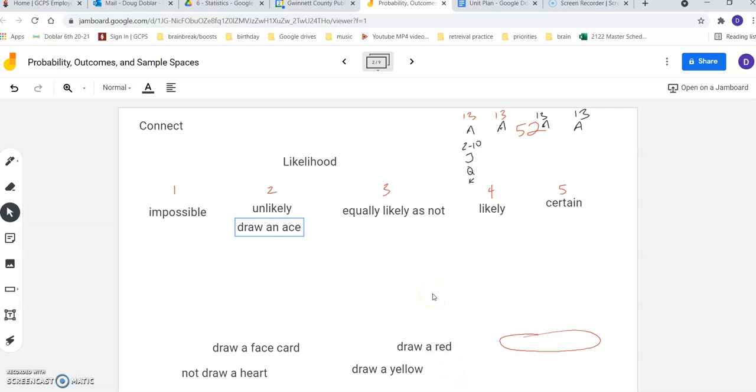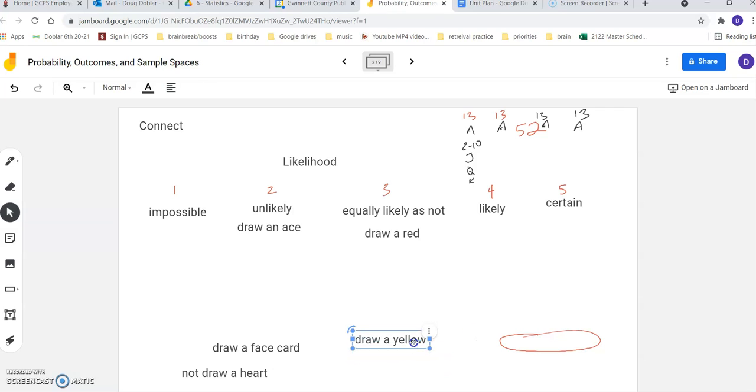What about drawing a red? If you look here, 13 and 13, that's 26, which is half the cards. Half the cards are red, half the cards are black, exactly either way. All the hearts and all the diamonds are red. So that one is equally likely as not. You're either going to draw a red or you're going to draw a black, and those are equally likely.